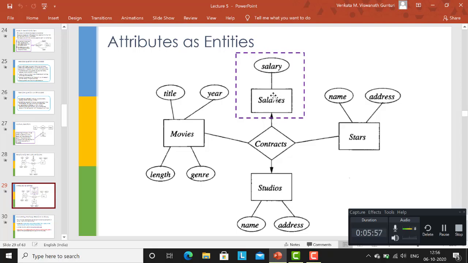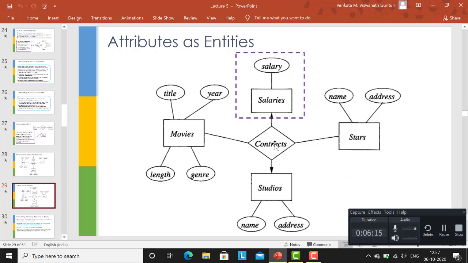That will come from this entity, right? There is another advantage if you put things like salaries as an entity. Then whenever salaries are revised, you don't have to go back and change your contract.